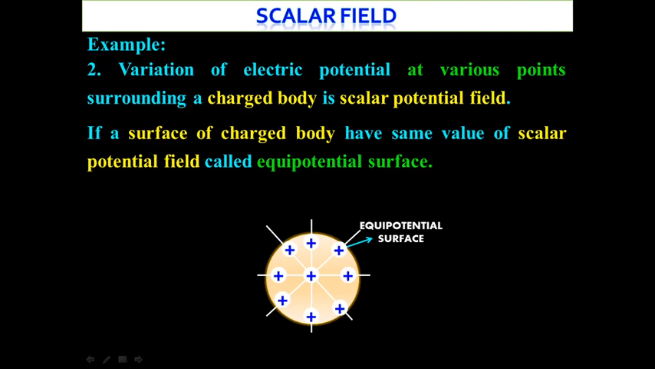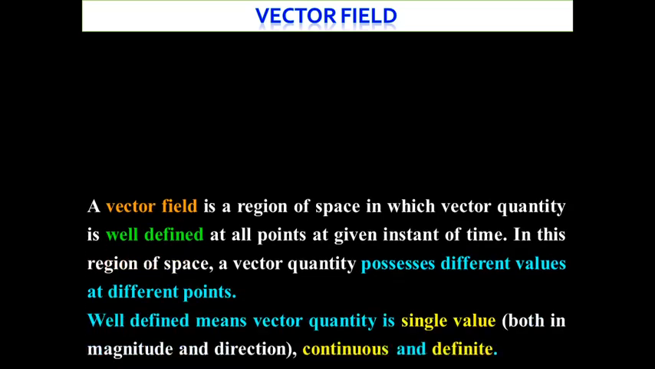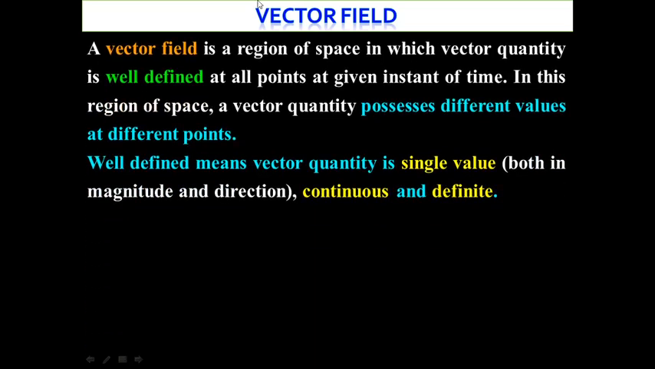So these are the examples of scalar field. Now we will see vector field. Similarly, vector field can be defined as a region of space in which a vector quantity is well defined at all the points at a given instant of time. So in this region of space, the vector quantity possesses different values at different points.